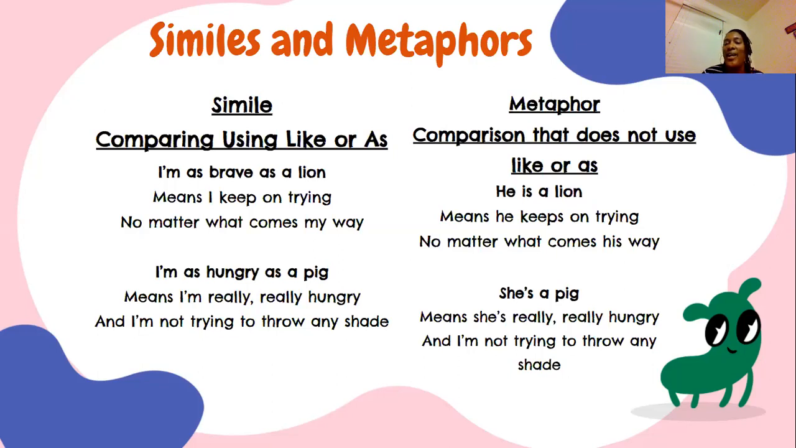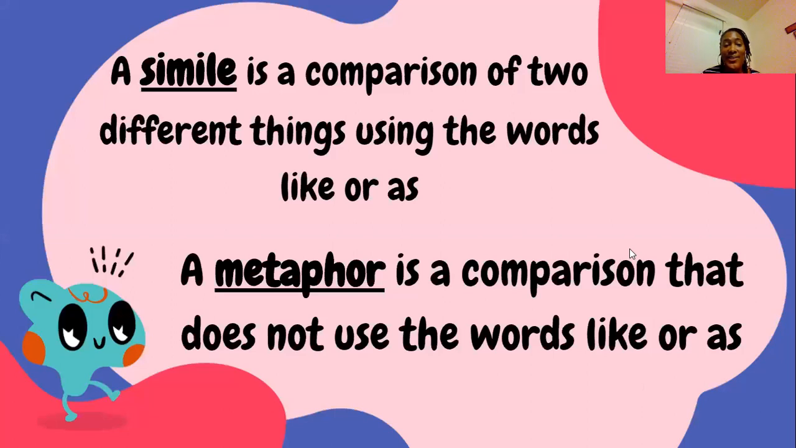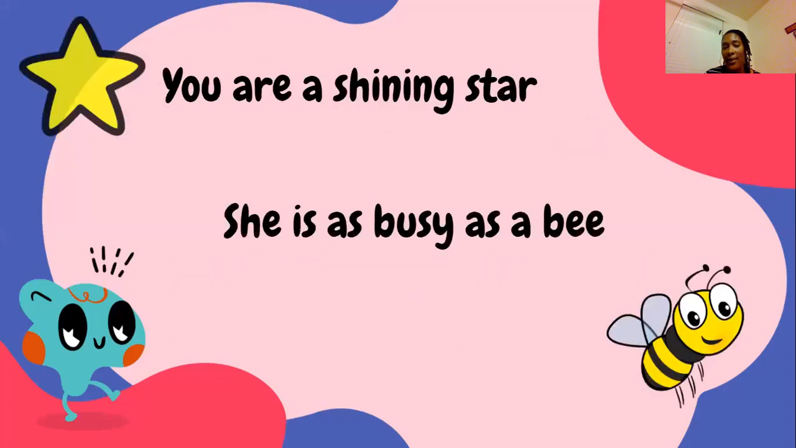I like that. Let me try it. He's a lion means he keeps on trying no matter what comes his way. She's a pig means she's really, really hungry, and I'm not trying to throw any shade. But hey, I don't have problems with pigs at all. I'm just saying they eat a lot of food. Great comparison when you're trying to say that someone is hungry. Scholars, that was fun. So we talked about the difference between a simile and a metaphor.